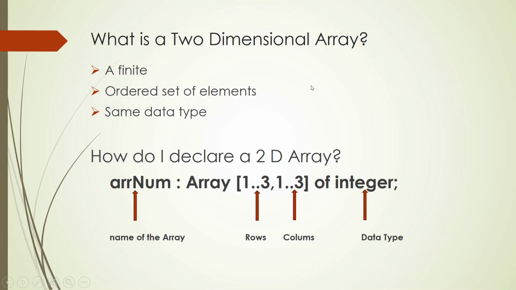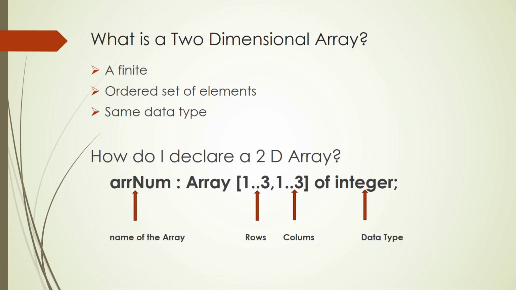So a two-dimensional array is a data structure, a finite data structure. It has an ordered set of elements, and the elements of a two-dimensional array are all of the same data type.